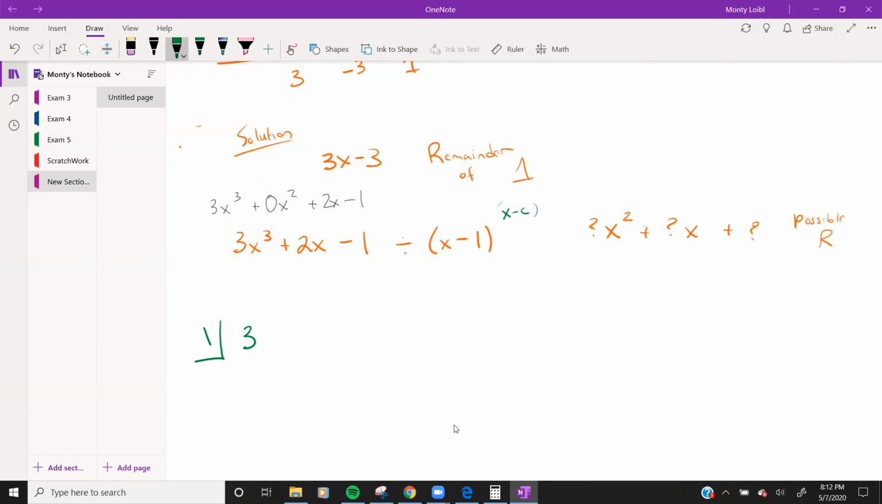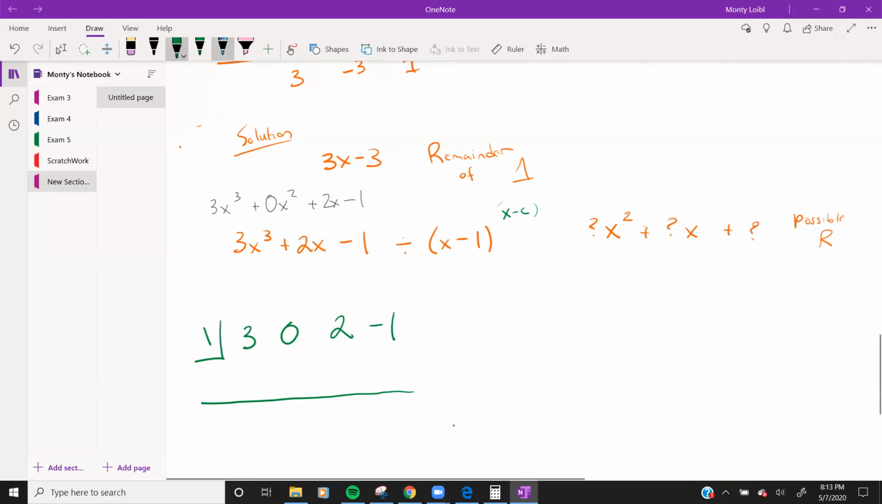It would be 3, 0, 2, and -1. It's the numbers in front of the terms, in descending order. You would do 3 because it's in front of the x cubed, then a 0 because that's our x squared term, then 2, the coefficient in front of the x to the first power term, and then our constant of -1. The 0 plays as the x squared. That's an important thing with synthetic division: if you're missing a term, you have to plug it back in.